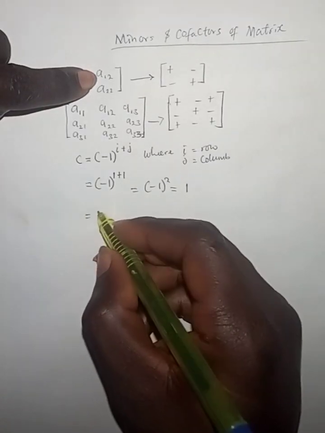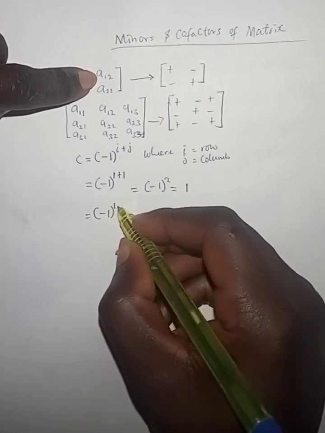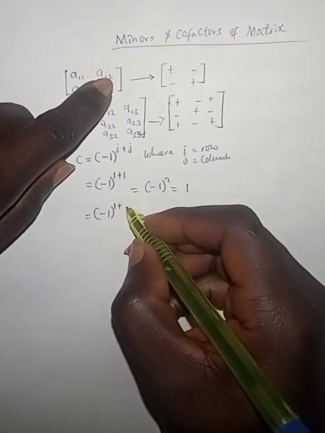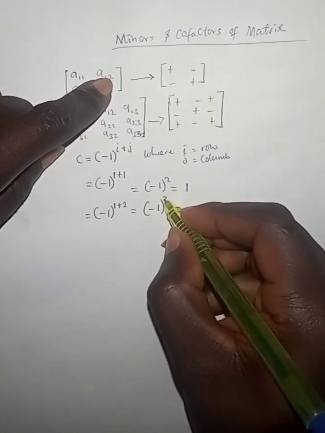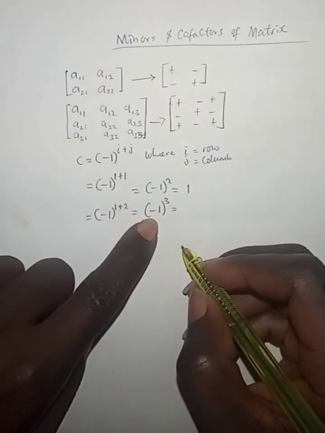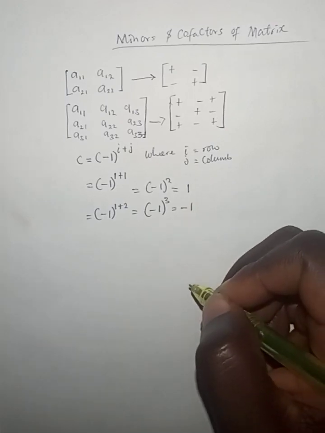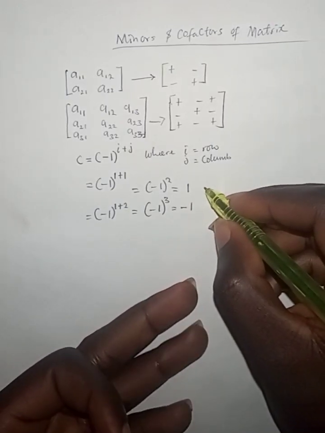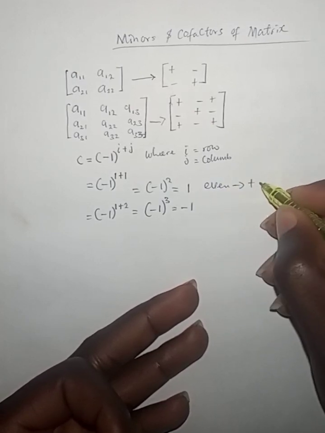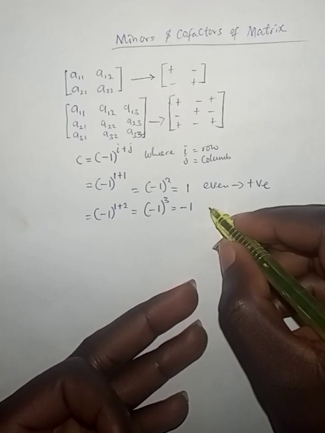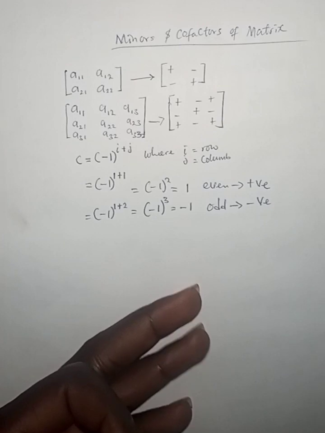For the second one, it is at row 1, column 2, so -1 to the power of 3, and -1 raised to the power of 3 is -1. So whenever the power is even, it's going to be a positive sign, and when it is odd, it's going to be a negative sign.